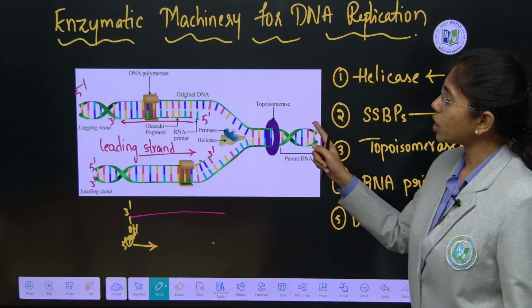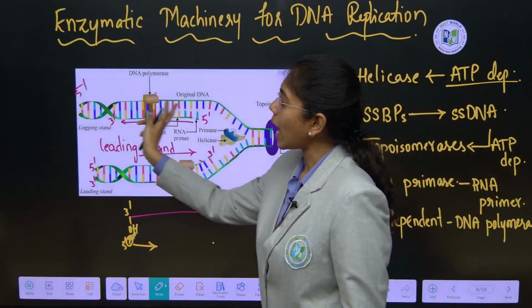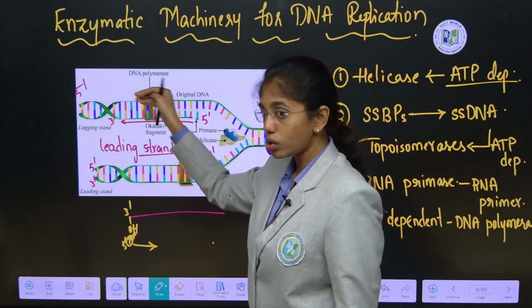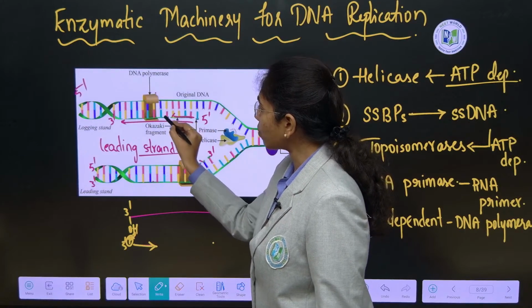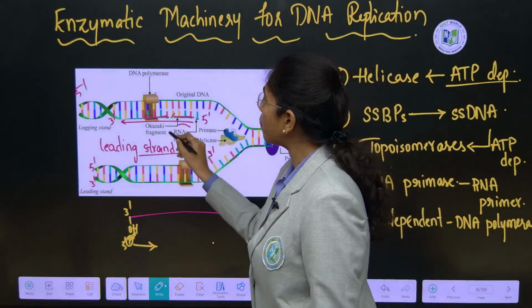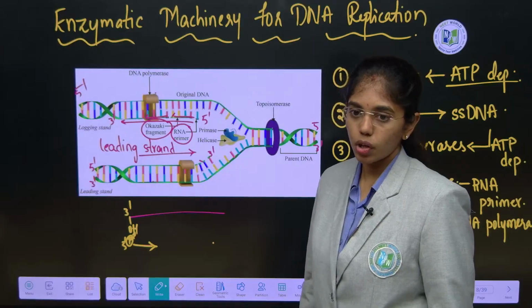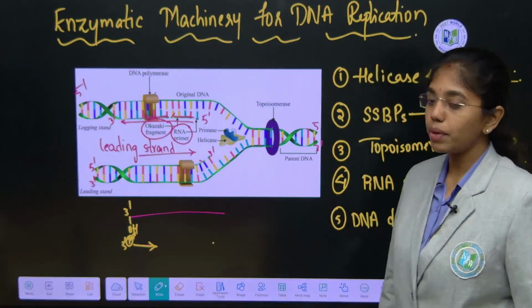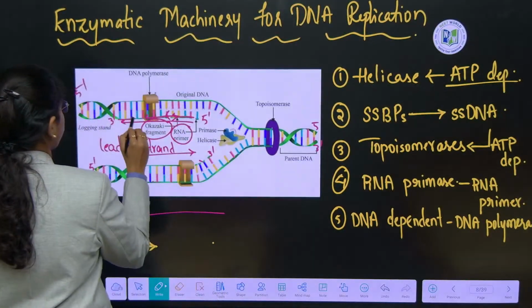The one which is synthesized away from the replication fork is hanging outside, so there is no stability here. To make it stable, small RNA fragments are synthesized first. These are RNA primers. They are known as what? Okazaki fragments.